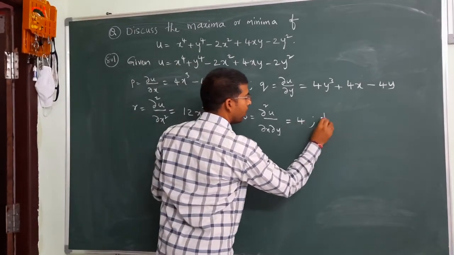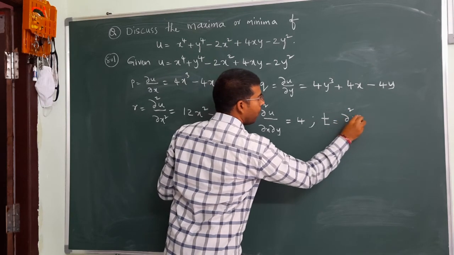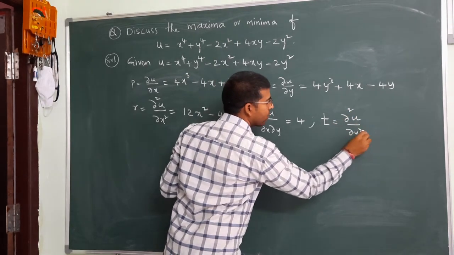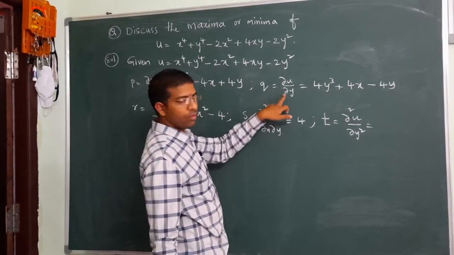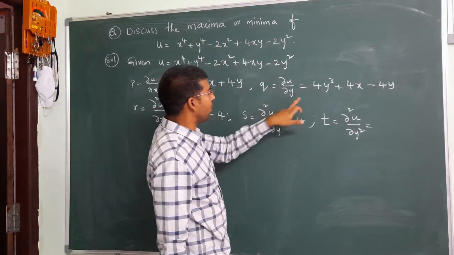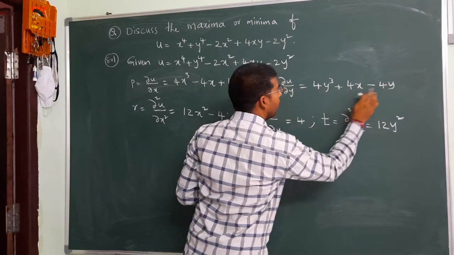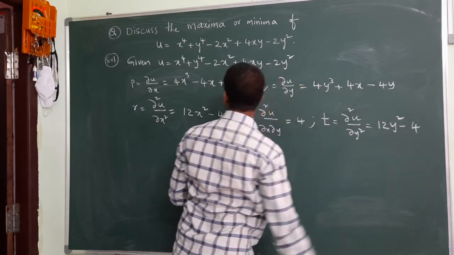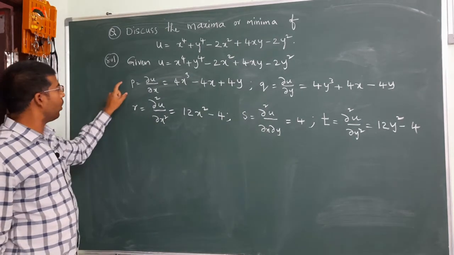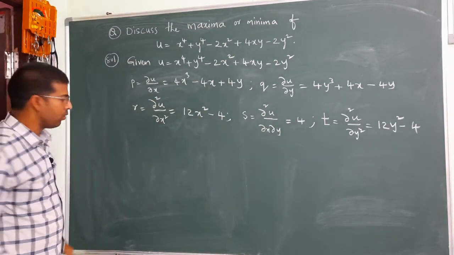Similarly what about T? Dou square u by dou y square. What you will get? Once again differentiate with respect to y partially. This is 12y square and minus 4. Okay, step 1 is completed, right? So we got P, Q, R, S, T, right? What is step 2?